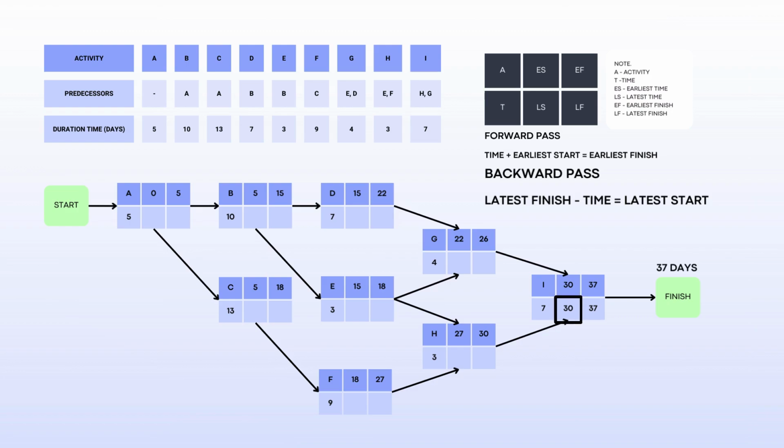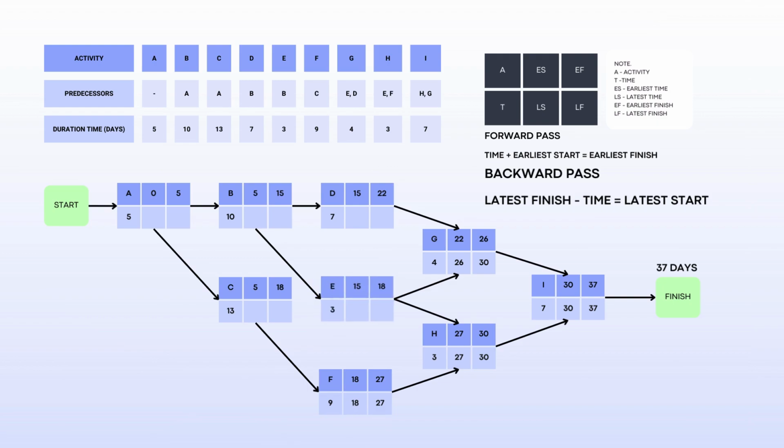This latest start value from task I will be used as the latest finish of activities G and H. So we will subtract the time of each activity from 30 so we can get the latest start time. Once identified, we will copy 27 from diagram H to be the latest finish value of activity F. Now 27 minus 9 is 18, which will be our latest start.